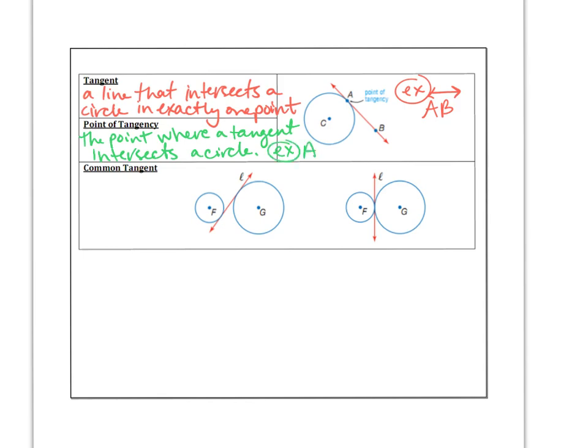And if you look at the pictures below, you can see that sometimes you'll have two circles that have a common tangent. So in this first picture, line L touches both circles. It touches circle F in 1 point. It touches circle G in 1 point. And so it's a tangent to both circles. In other words, it's a common tangent. Same with line L in this other set of circles. It touches circle F in exactly 1 point and circle G in exactly 1 point. So it's also a common tangent.